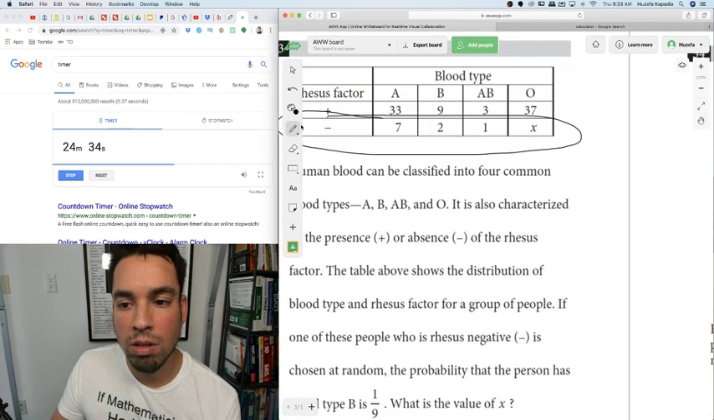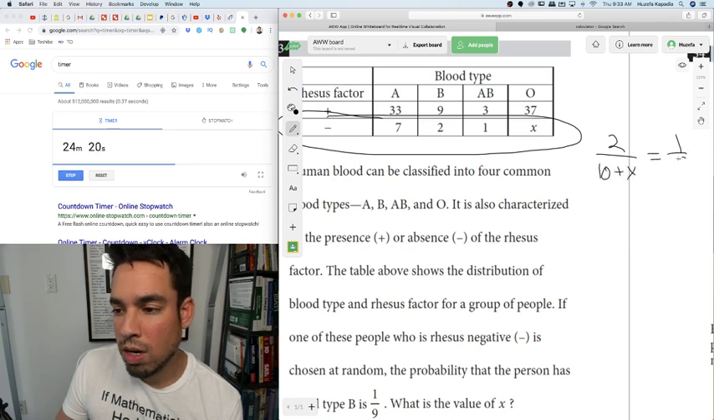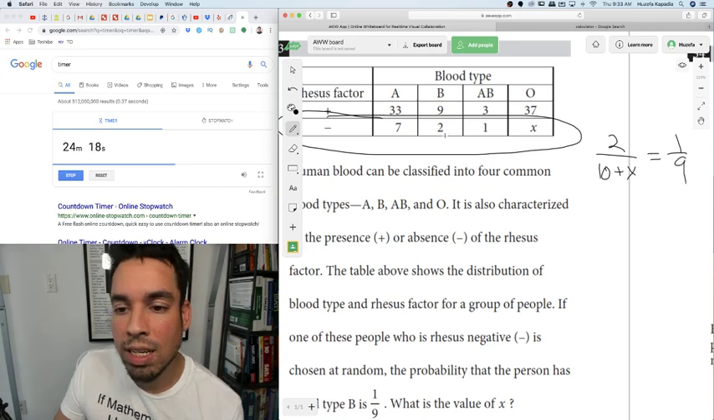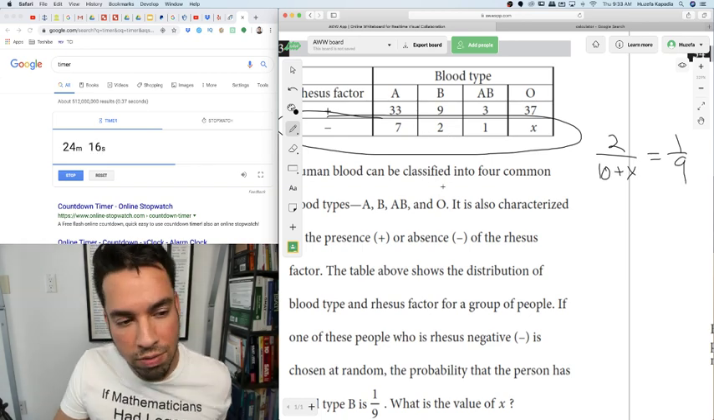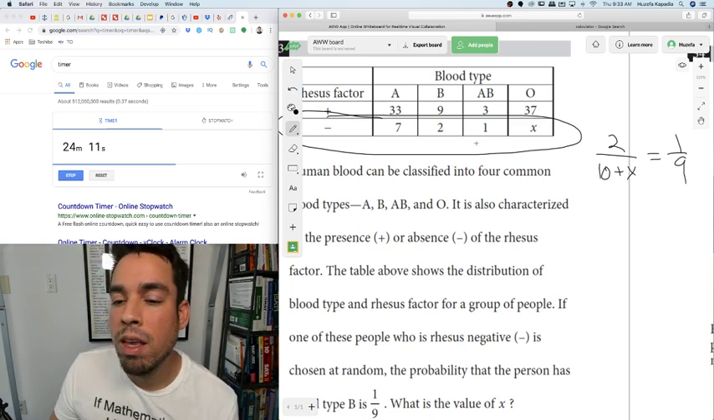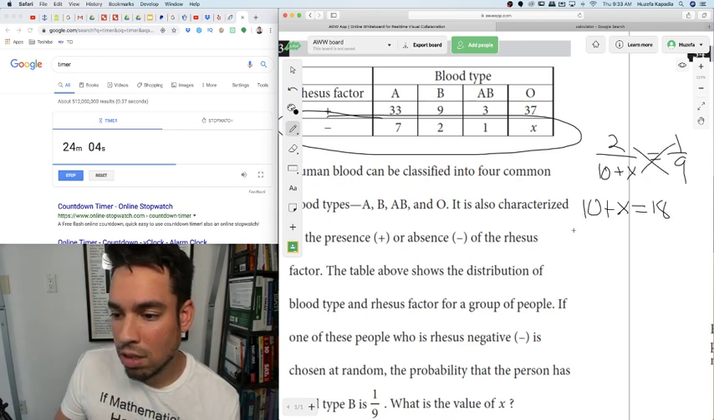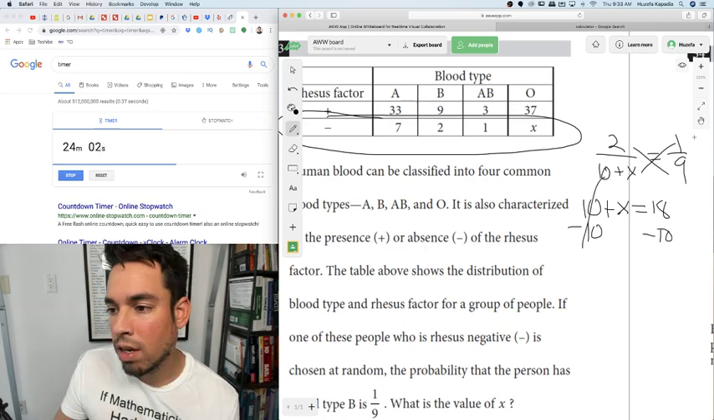So it's 2 out of 10 plus x equals 1/9. What's the value of x? So you see what I'm saying? It's only once they say if they already know the rhesus factor is negative, we don't care about the positive. It's out. We're just choosing within this subcategory. So they're saying 2 out of 10 plus x equals 1 out of 9. Cross multiply, 10 plus x equals 18. Subtract 10, x equals 8.